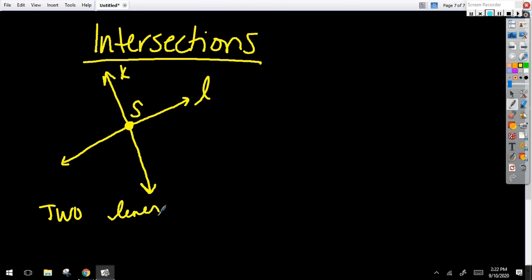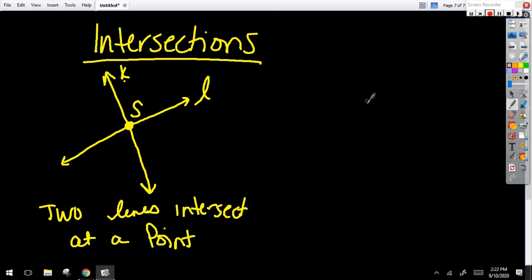Two lines, okay. Notice how I'm naming. Remember, I told you that was important. Okay, you got a little script lowercase letter here for the lines, and a point is a dot with a capital letter. All right. And then we also, oh my goodness, I'm not going to be able to draw this too well, but I will try.